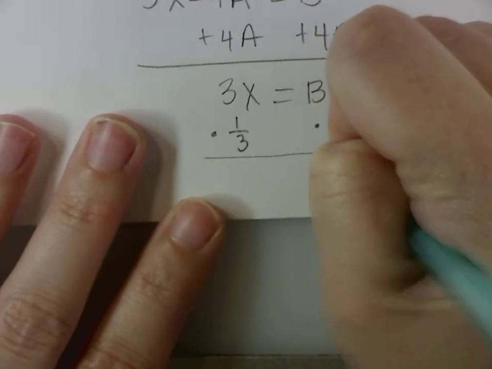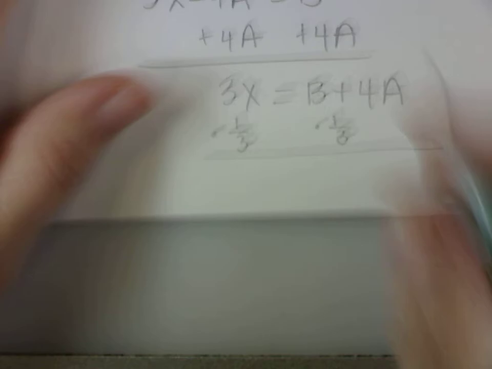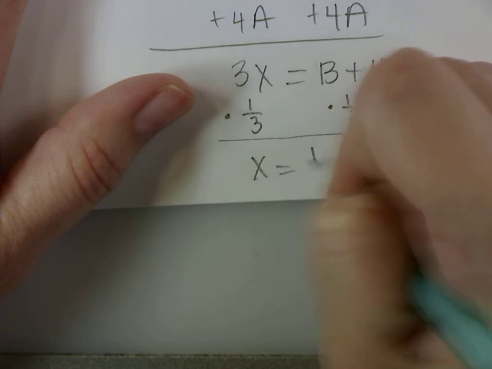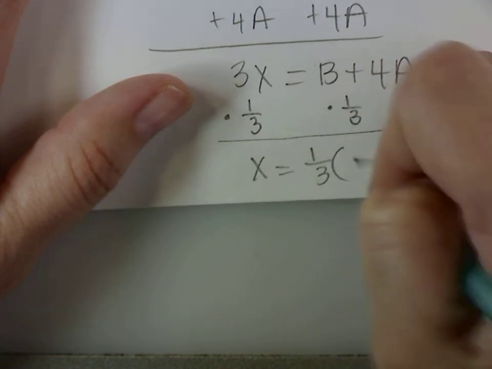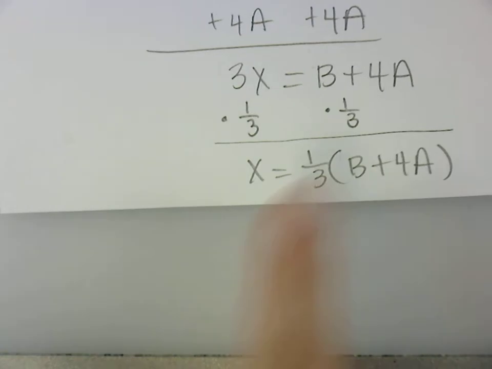And can you guys think about why I want to multiply by 1/3 instead of just saying divide by 3? Yeah, because you're going to use it as a scalar multiple and then you're going to distribute. So 1/3 times 3 is 1, so this will be X. And this is going to be 1/3 times B plus 4A. Now at this step you have a choice. You can stop here, or if you wanted to distribute the 1/3 and do 1/3 times B plus 4/3 times A, you could do that.